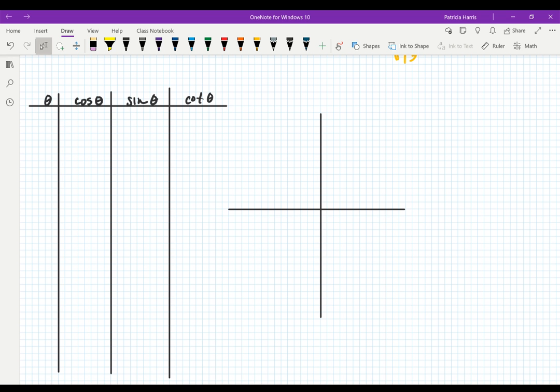Okay, so now we're going to talk about cotangent. Now, cotangent, if you recall, is cosine over sine. So we're going to have those asymptotes again, but they're going to occur where sine is equal to 0.